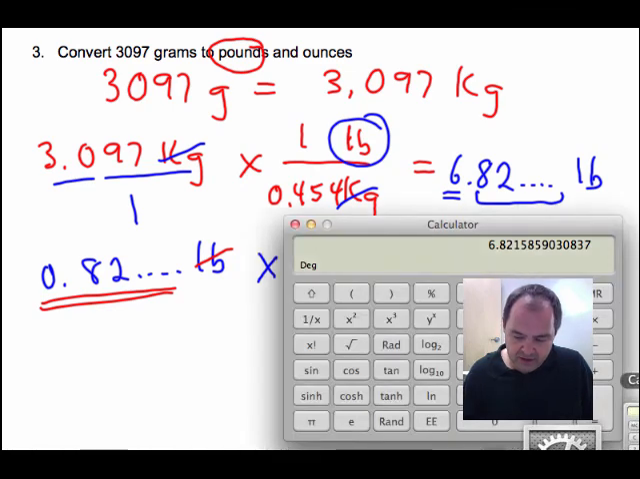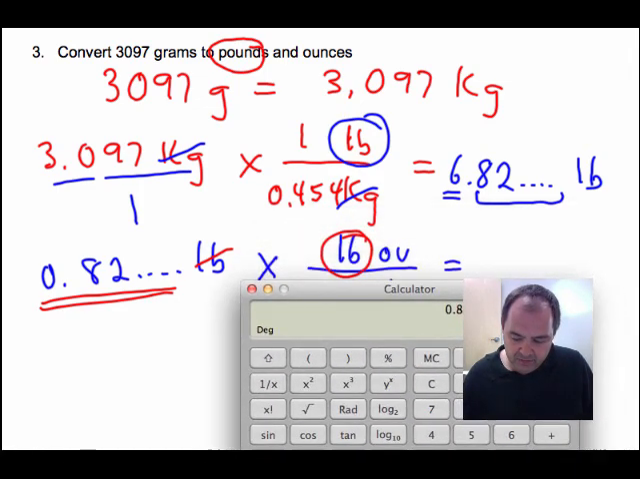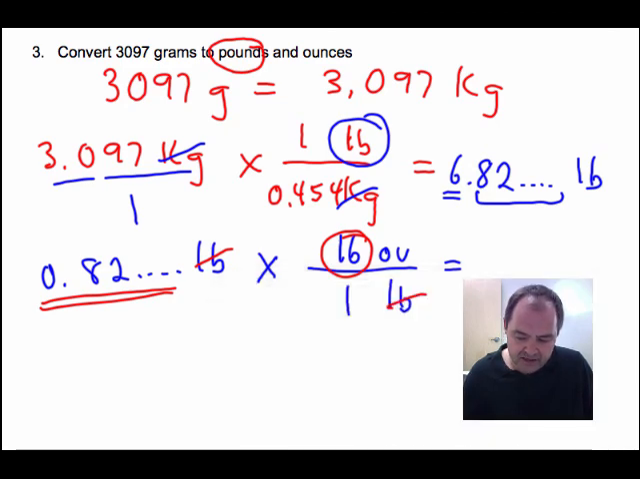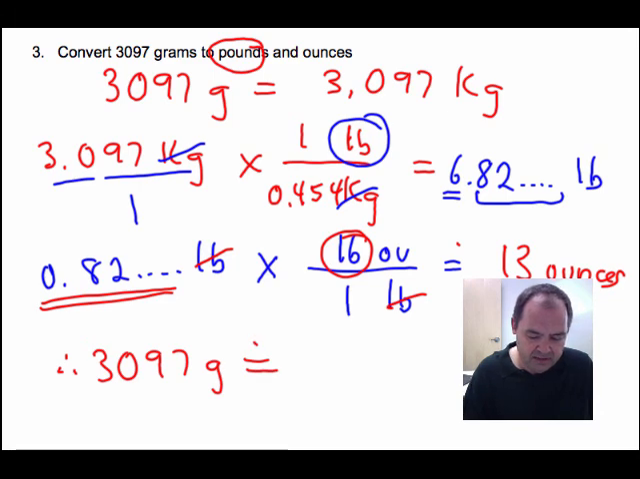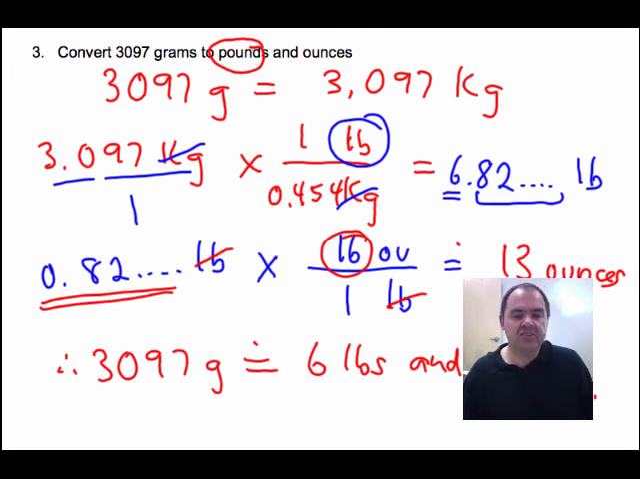I go off to my calculator. Let's just take the 6 off of there. Subtract the 6. So there's as much as the calculator can give me of that number. That number multiplied by 16 is approximately 13 ounces. And so therefore we have converted 3,097 grams to approximately 6 pounds and 13 ounces. And that is the concept of unit analysis for converting units.